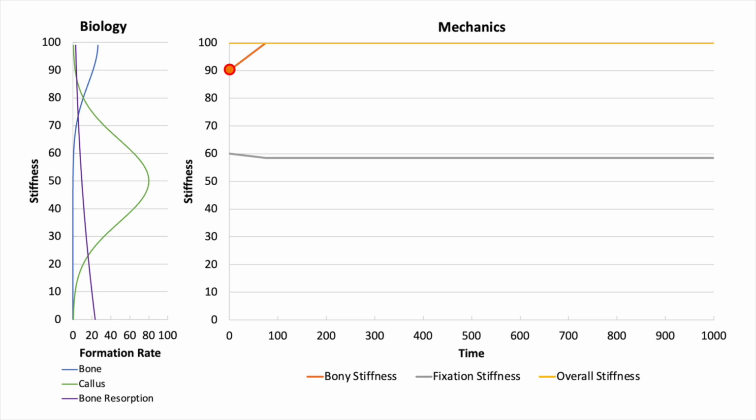Here is the high initial bony stiffness, and here is the moderate initial fixation stiffness. Combining the two results in a very high overall stiffness. As the fracture heals, the bony stiffness increases to maximum stiffness, and this bony stiffness is maintained at the final time point, demonstrating a healed fracture.